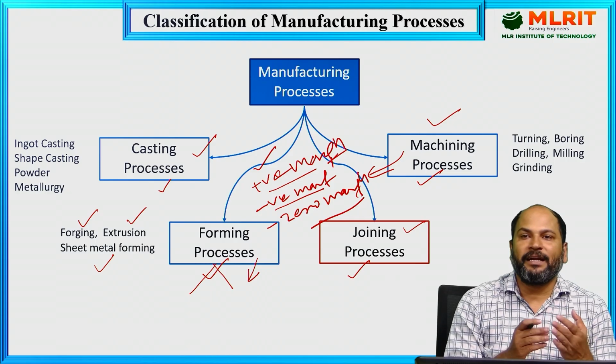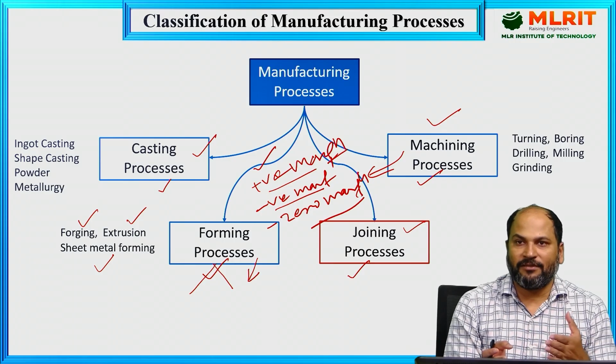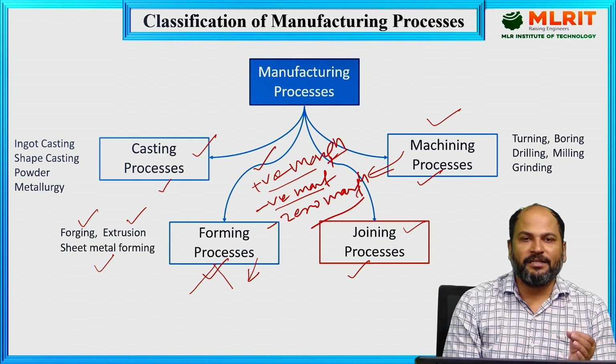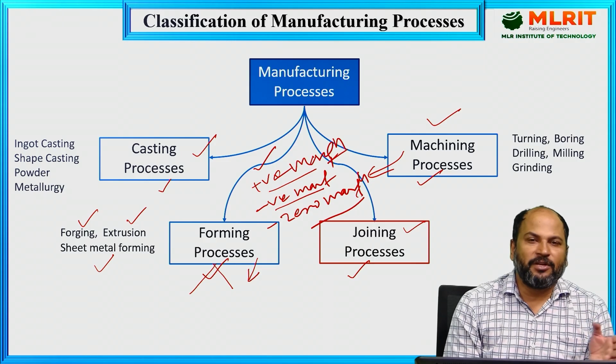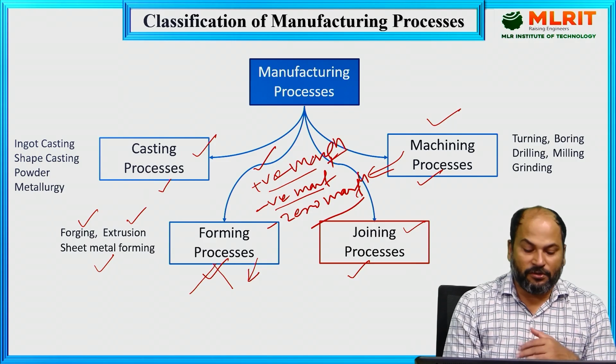Simply we are applying different types of forces, or a combination of different forces, to change the shape, size or dimension of the material. So neither are we adding material nor removing material during the process. That is the reason it is known as zero manufacturing. Whatever the weight of the specimen was at the start, it is going to be the same after the process also.